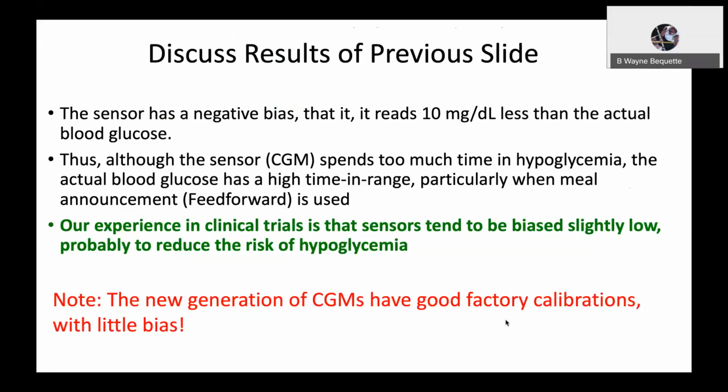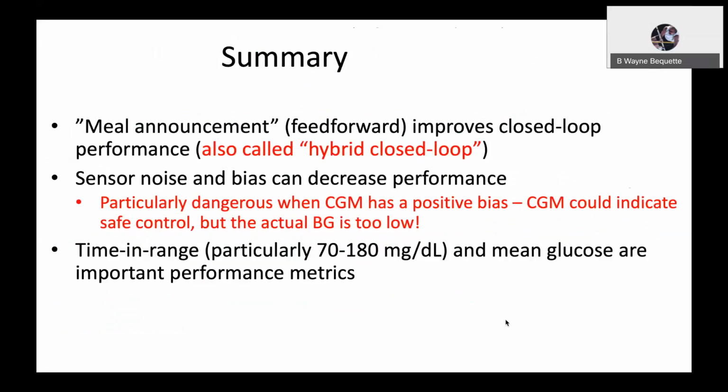So to summarize this presentation, meal announcement or feed forward control improves the closed loop performance. This is also called hybrid closed loop. Sensor noise and bias can decrease performance, and it's particularly dangerous when the CGM has a positive bias. The sensor could indicate safe control, but the actual blood glucose would be too low. The time in range, particularly 70 to 180 milligrams per deciliter, and mean blood glucose are important performance metrics.